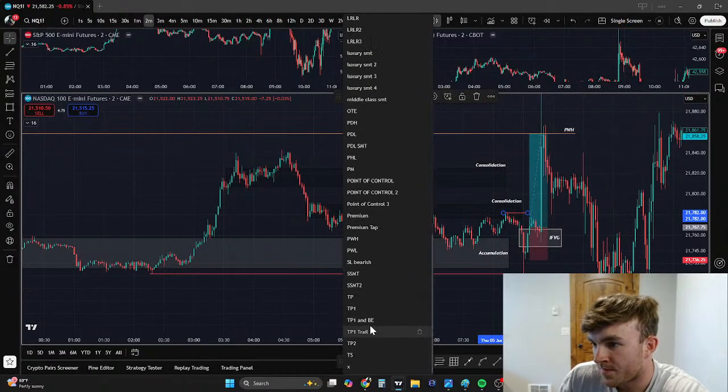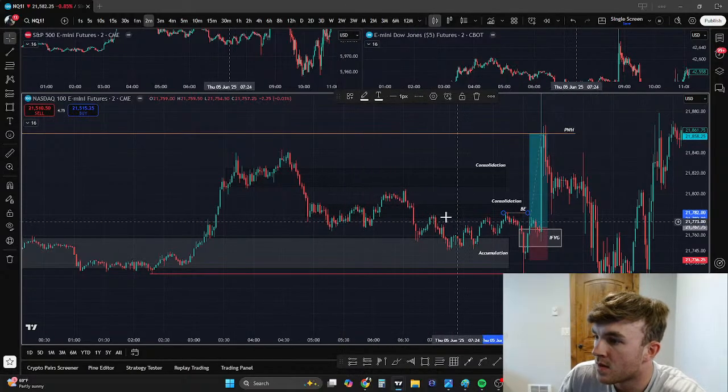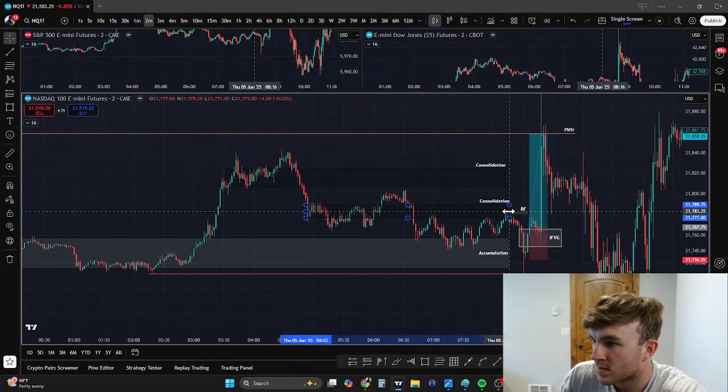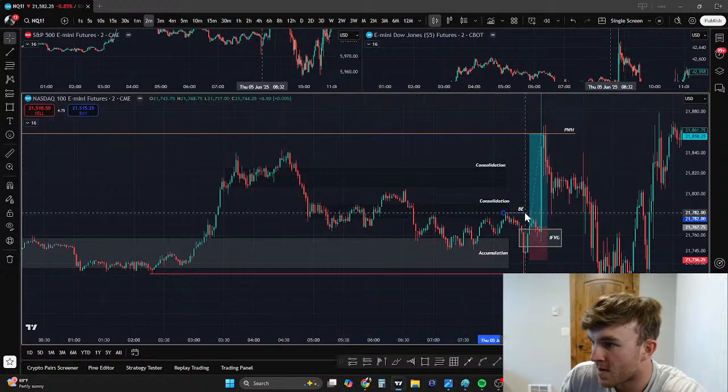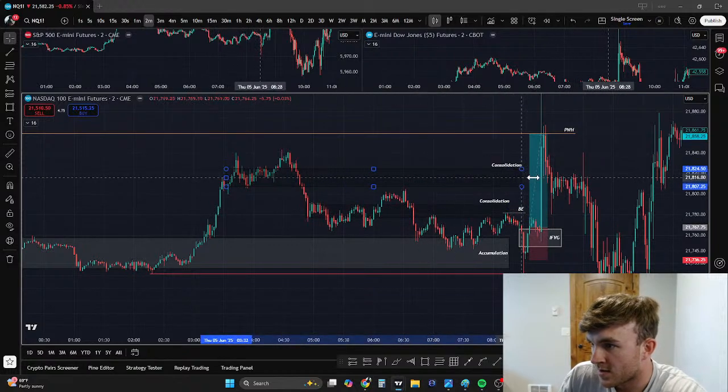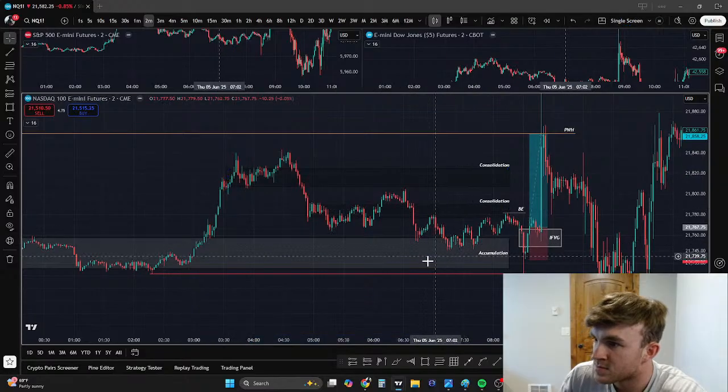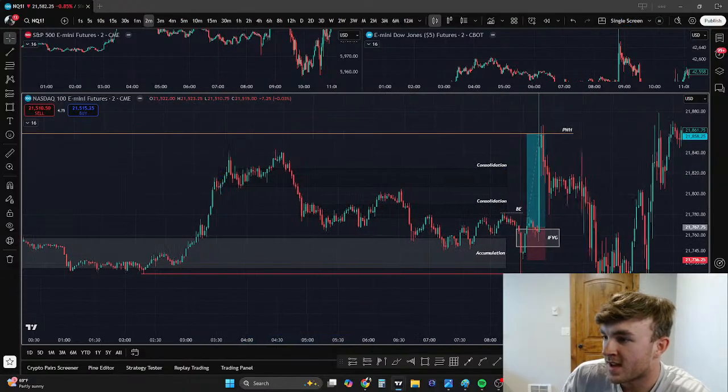So there we go. So consolidation, break even spot, consolidation. That's kind of sick. I'm not gonna lie, I like this trade a lot.